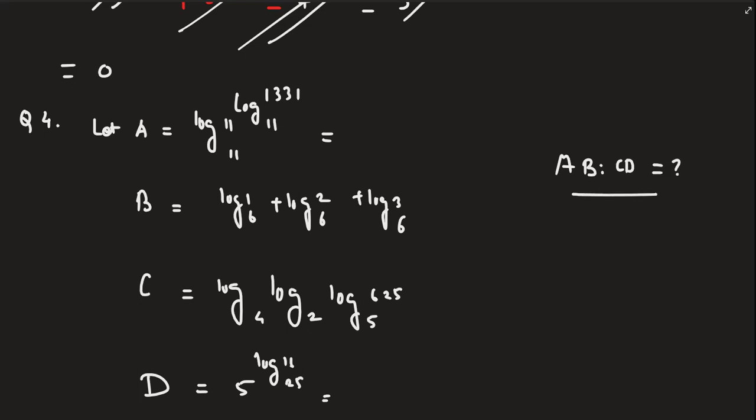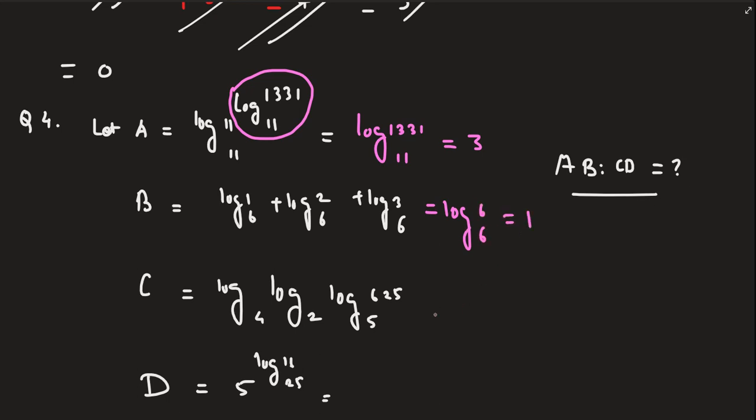So you know that any power of the argument we can take outside of the log. So it will be log 1331 base 11. Log 11 base 11 is 1, and here 11 to the power 3, 11 cube, is 1331. So the answer is 3.